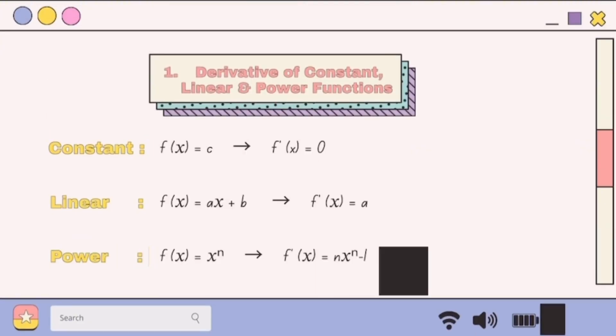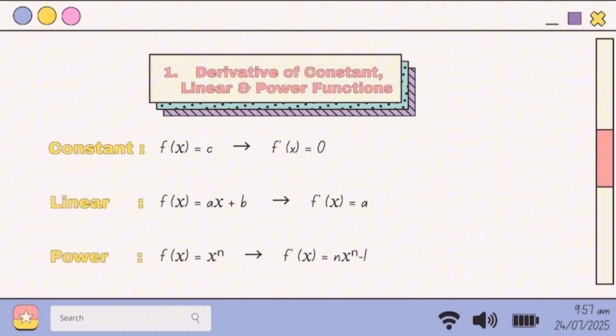As you can see from the slide, number 1 is the derivative of constant, linear and power functions. To begin with, a constant function means that f prime is always 0, so it has no slope. Next, a linear function has the variable x, which means when you differentiate, you will get a. In other words, the slope is equal to a.